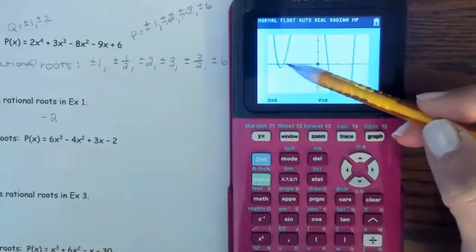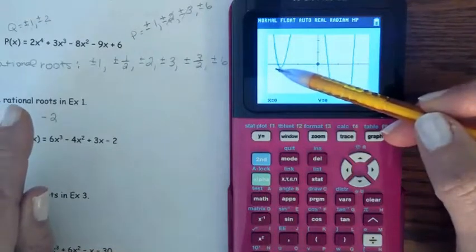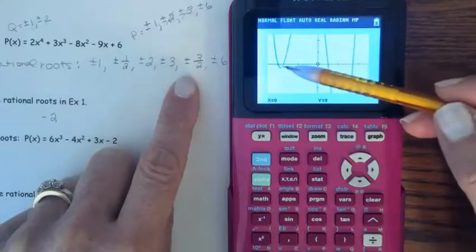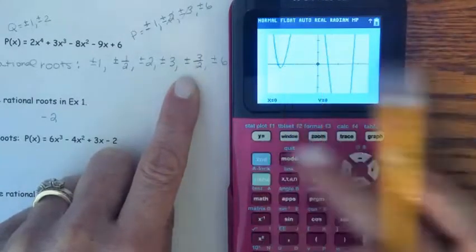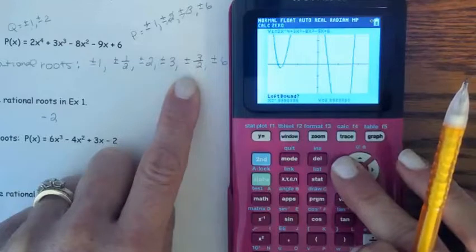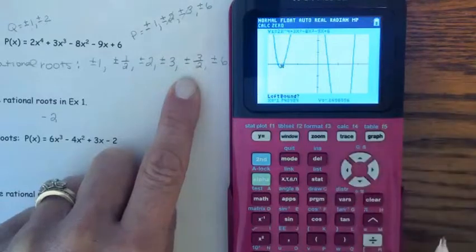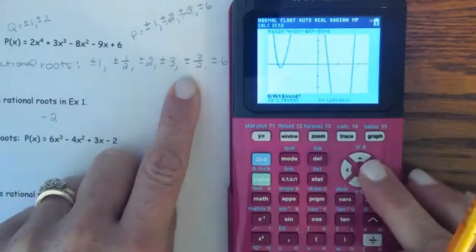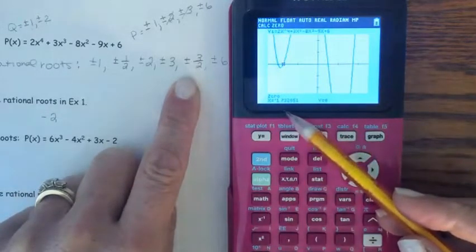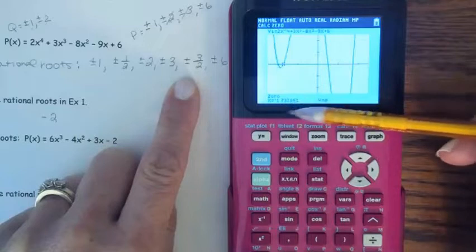If you look here, are there any rational roots between -1 and -2? Well, -3/2, but I don't think that is -3/2. We can check. Second, trace, 0. Come over here and try to find this one. Let's left bound, enter, right bound, enter, enter. Yeah, -1.7320. That's not any of those numbers. That is an irrational number, the negative square root of 3.